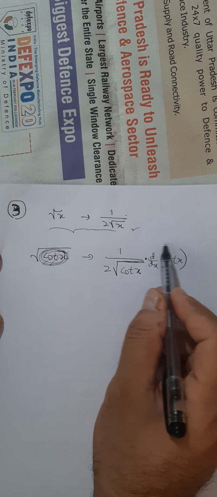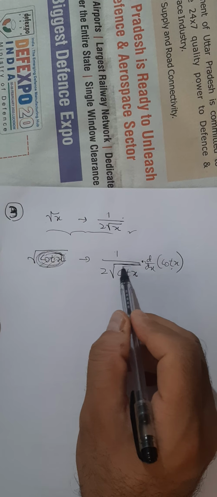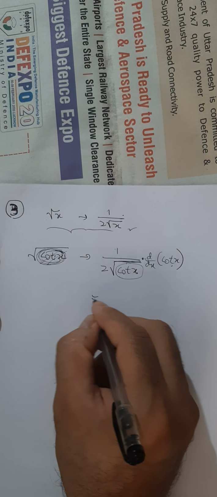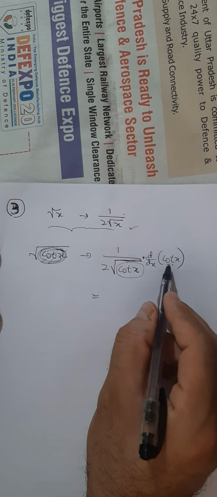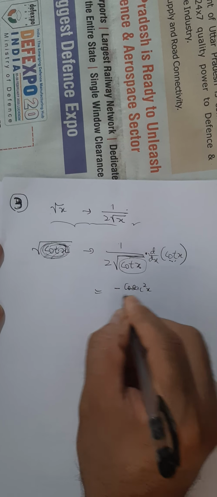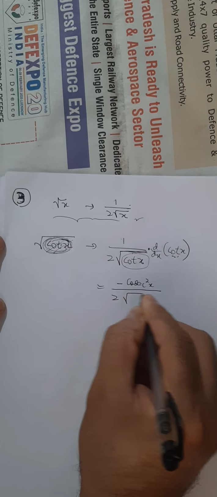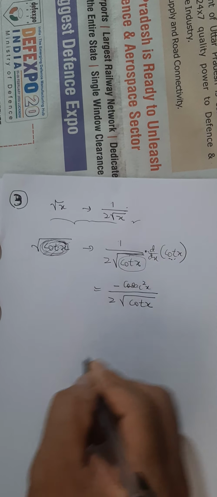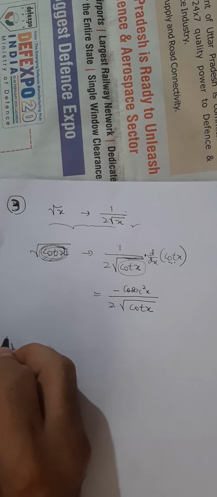Into always the derivative of the function considered as x. So into the derivative of cot. So your final answer is, what is the derivative of cot? You know, minus cosec square x. So minus cosec square x upon 2 into root cot x. One more.